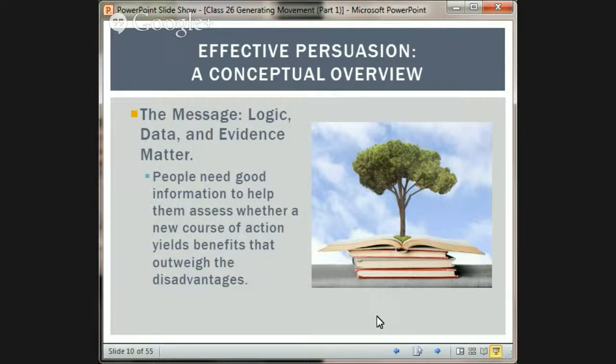All right, the message. Logic, data, and evidence matter. So people need good information to help them assess whether a new course of action yields benefits that outweigh the disadvantages. So I've talked about creating that imaginary information box and supporting the introduction of information so that people can make informed decisions later on. When we talk about party self-determination, one of the key characteristics is creating a way in which people can make high-quality, informed decisions.